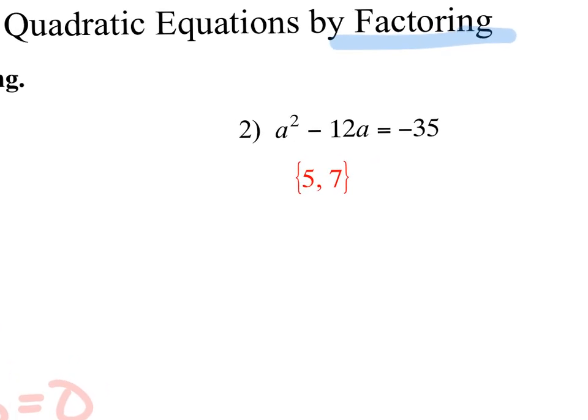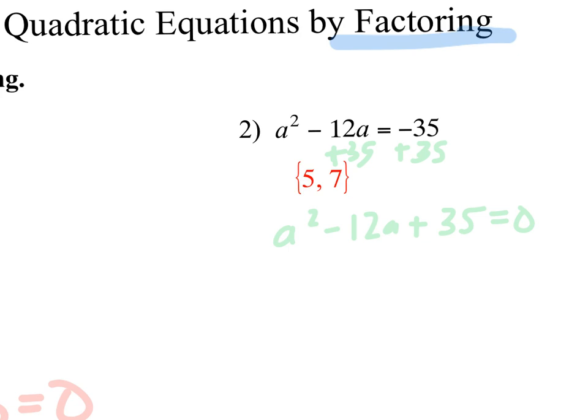All right, now number 2 has 3 terms. So what we're going to need to do, it's still the same rule. We've got to set it equal to 0. But this time we're going to just move one number over. We're going to add 35. So we're going to get a squared minus 12a plus 35, and that equals 0.